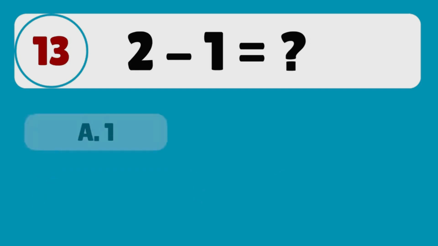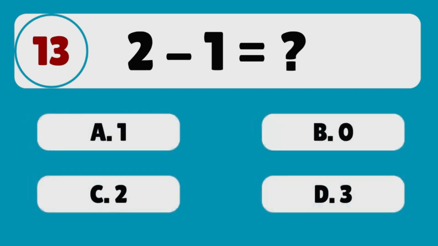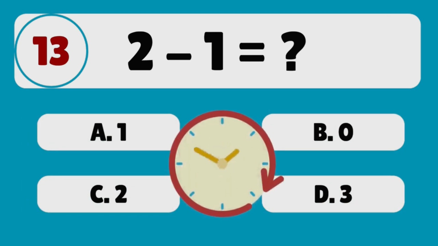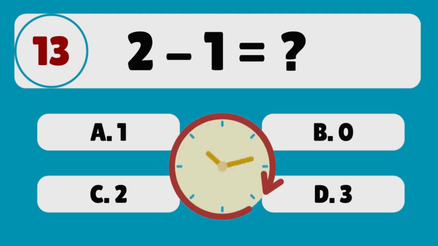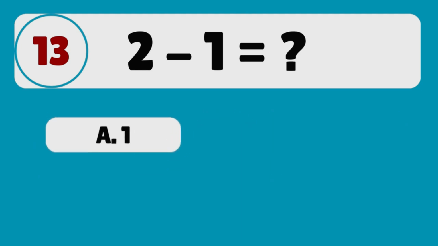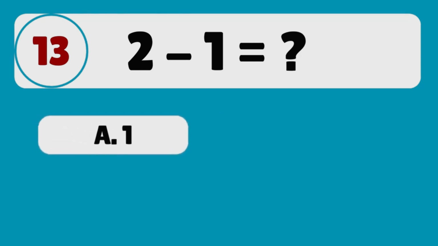Question 13. What is 2 minus 1? The answer is A. 2 minus 1 is equal to 1.